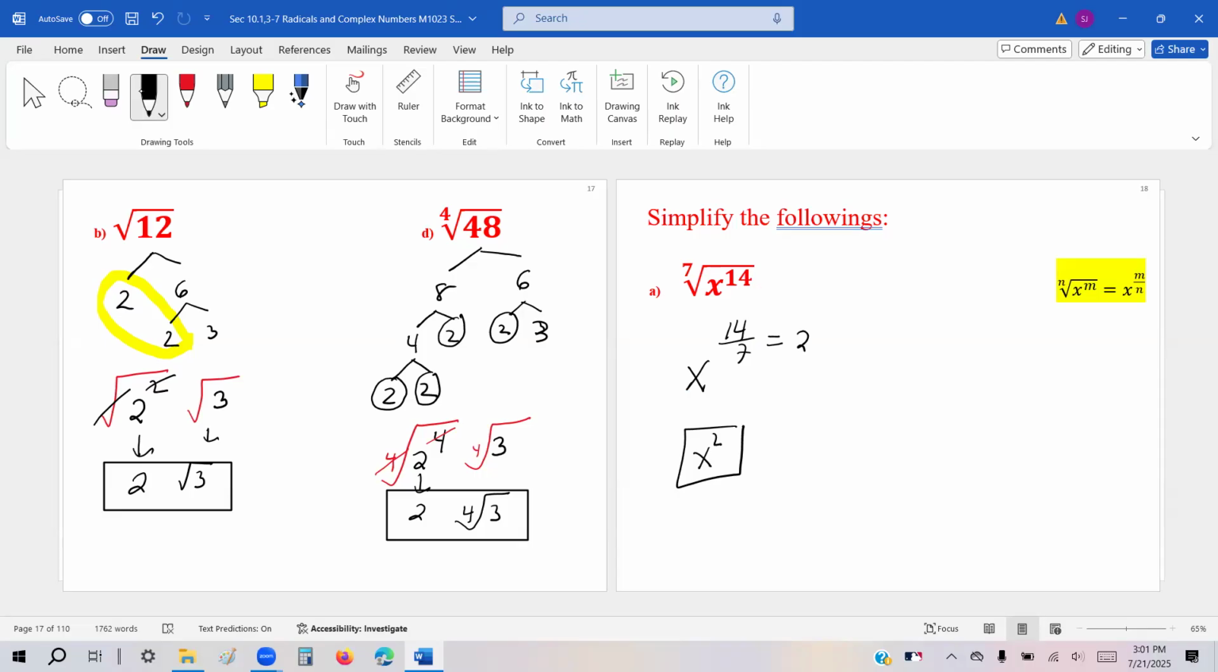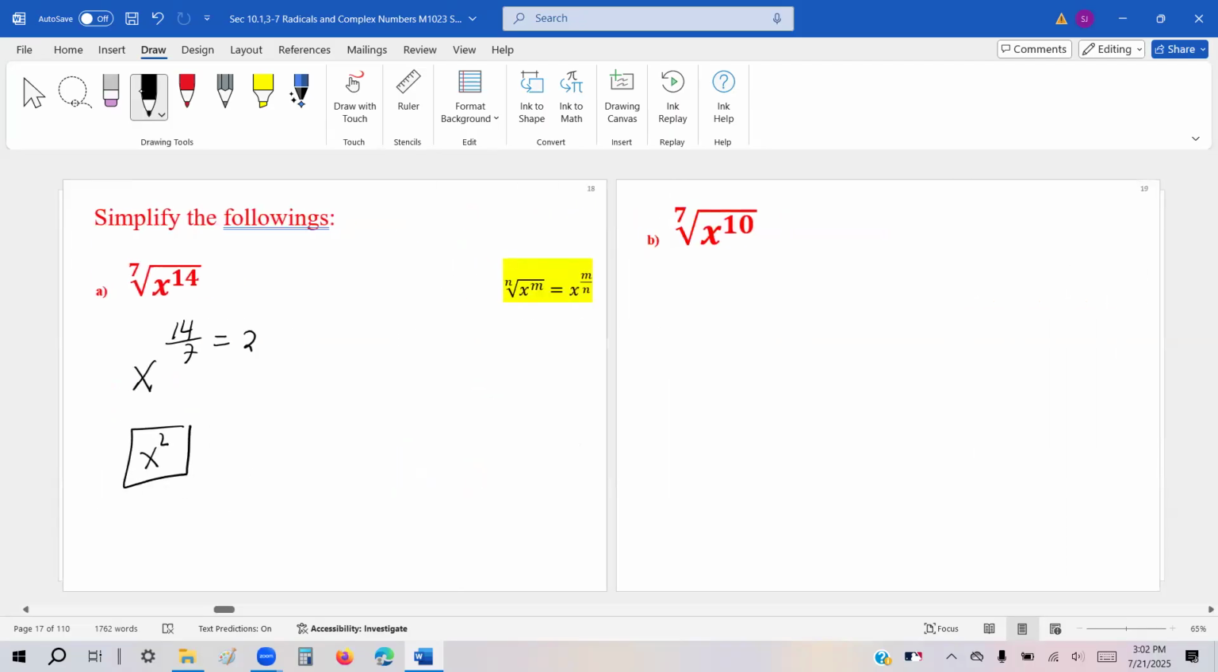But not always will the power be divisible by the radical. For example, here. 10 is not divisible by 7, right? So you have 2 choices. Either you break it down into two pieces. One is divisible by 7 and one is not divisible by 7. So below 10, which number is divisible by 7? 7, right? Then how many is left? 3.